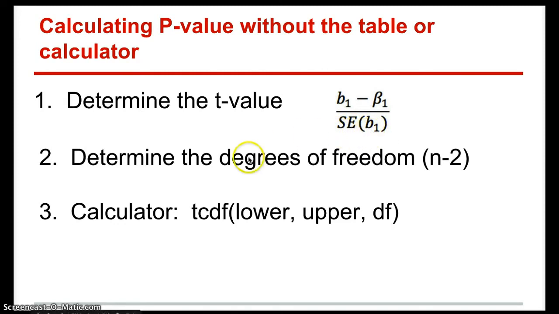Then you also need to determine the degrees of freedom. Remember, we don't know the slope and we don't know the y-intercept, so that's why it's n minus 2. Then you use your calculator for tcdf: the lower, the upper, and then the degrees of freedom. If you have a positive t-value, your lower is that t-value and your upper is a big number. If you have a negative t-value, it's backwards: the lower is a big negative number and the upper is that negative t-value.